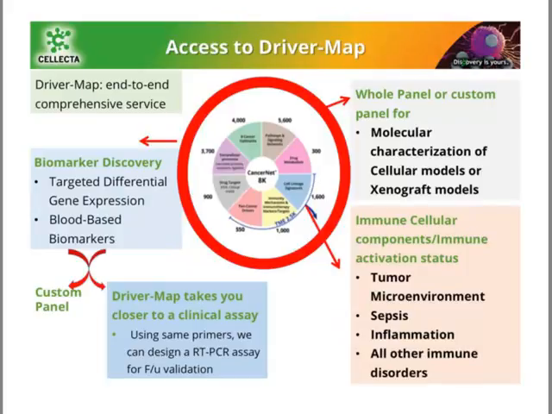So in a snapshot, if you look at platforms such as this that we have developed, DriverMap, we are using this name to talk about an end-to-end comprehensive service. One of the applications is biomarker discovery. This is a targeted panel and you're looking at differential gene expression, or let's say you're looking at blood-based biomarkers, and you've identified a few genes. So what can Cellecta do as the next step? Here we also have additional capabilities of providing you a custom panel or taking it closer to your clinical assay. For example, we could also develop a follow-up RT-PCR-based assay for you. Because all of the primers have been validated, we could make that a custom panel.